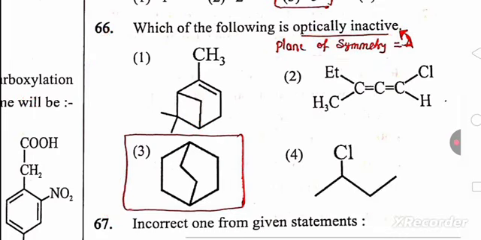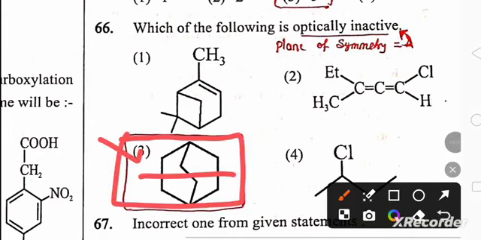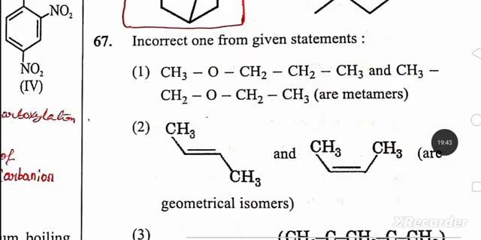Among the given 4 options, as we can clearly see, option 3 does not have a chiral carbon and it also has a plane of symmetry. So option 3 is optically inactive. Let us go to the next question.